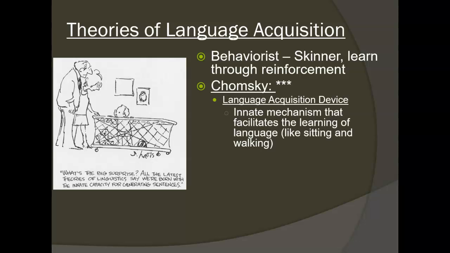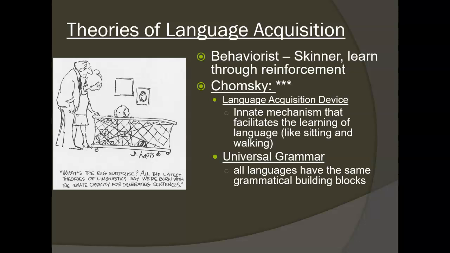People will learn language. And in fact, an interesting phenomenon is that twins tend to develop a language that they can use to communicate with each other. And they'll eventually lose that language. But we're basically wired to communicate. All languages have the same grammatical building blocks, in other words, a noun and a verb. And so he calls this universal grammar.